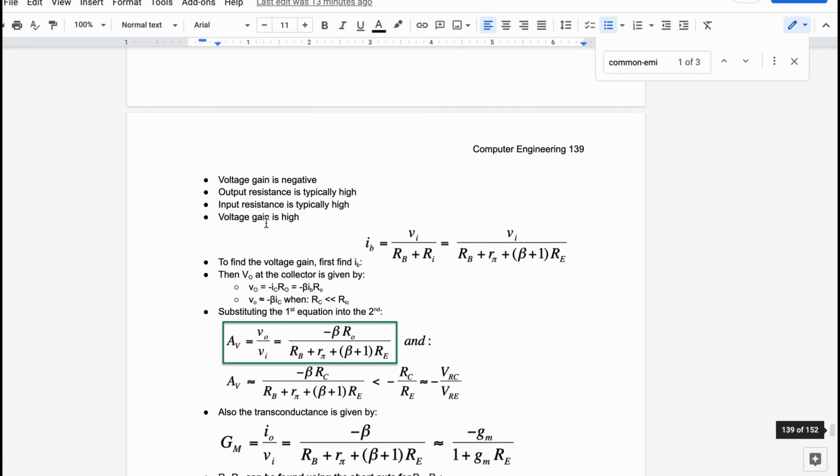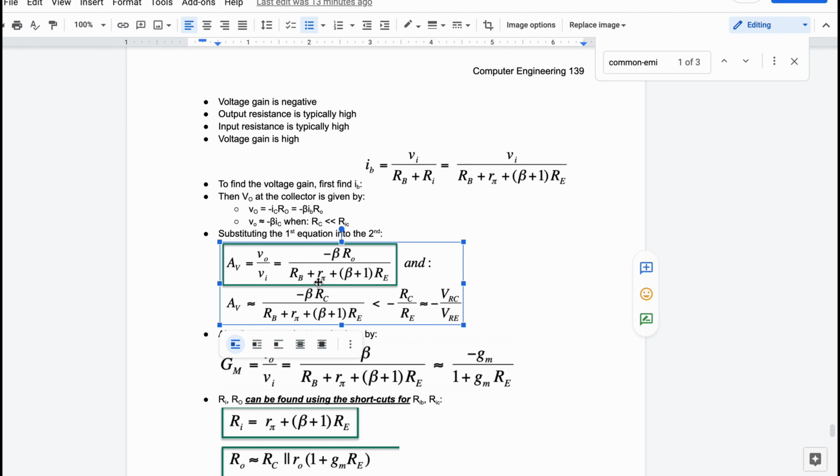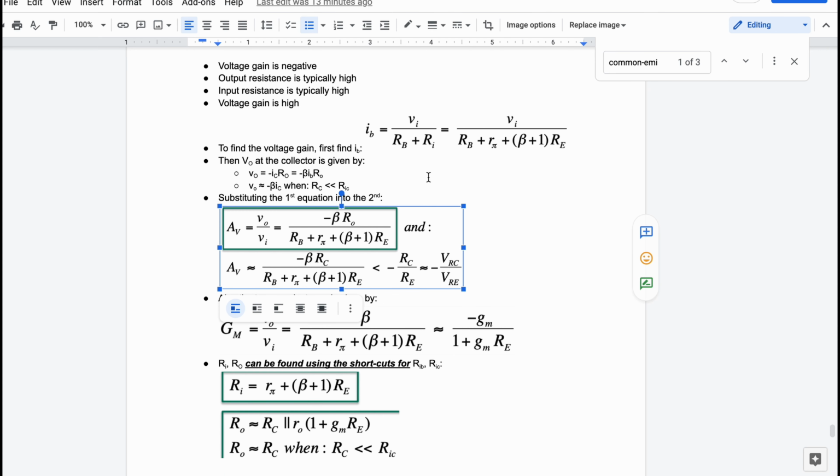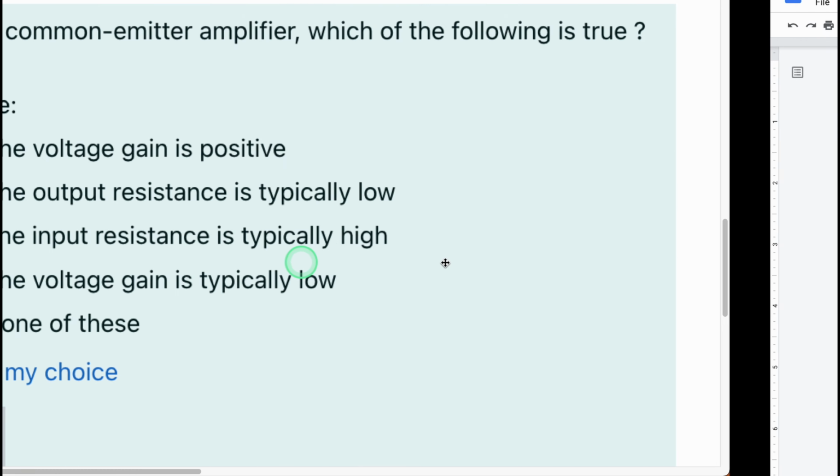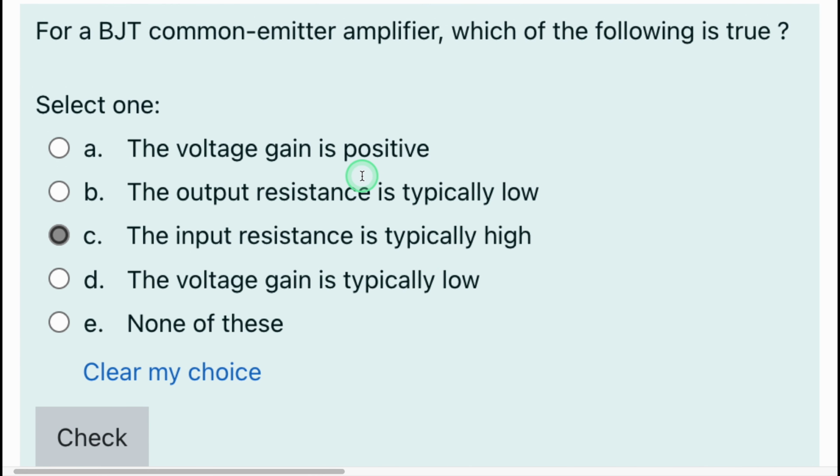we are going to see that the gain part right here, if we go through these equations, is going to turn out to be about a negative value right here. So with this negative, we can say that our voltage gain is negative, not positive. So that is going to be false right here, meaning it's not our first one.